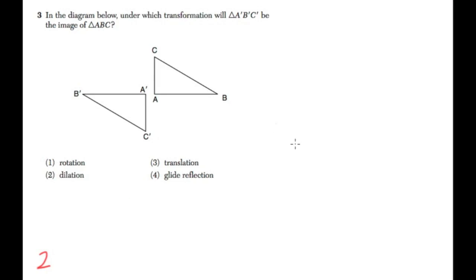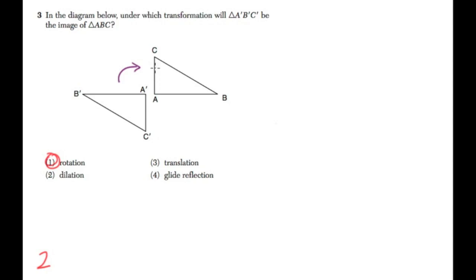All right, question number 3. In the diagram below, under which transformation will A prime, B prime, C prime be the image of triangle ABC? Well, let's see. We're going from this triangle to this triangle right here. There isn't really any mathematical trick here. You just have to use your brain a little to figure out that if I rotate this 180 degrees, it's going to come up with this triangle right here, a rotation of 180 degrees.